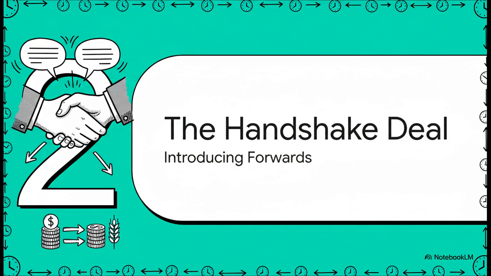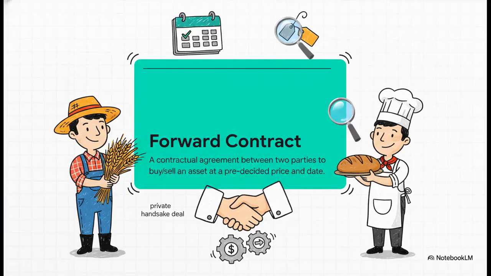And that brings us to the most basic form of a derivative, something called a forward contract. A forward contract is really just a private, customized handshake deal. Our farmer and baker get together and they agree, okay, in 3 months, I'll sell you this much wheat for this much money. And just like that, poof, their worries are gone. The farmer has locked in her price, the baker has locked in his cost. Price risk eliminated, problem solved, right?